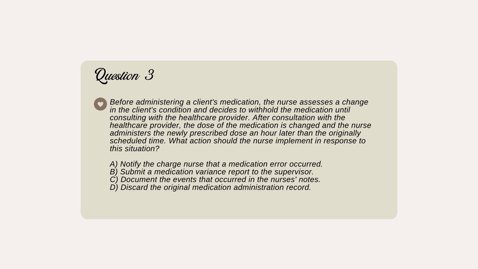A. Notify the charge nurse that a medication error occurred. B. Submit a medication variance report to the supervisor. C. Document the events that occurred in the nurse's notes. D. Discard the original medication administration record.